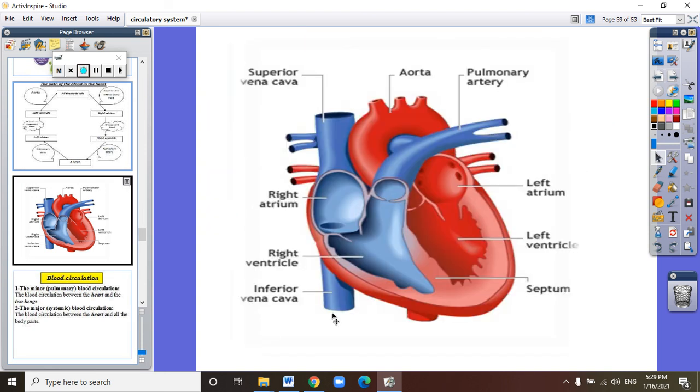Superior and inferior vena cava collect the deoxygenated blood from all the body parts to the right atrium, to the right ventricle, to the pulmonary artery that is connected to the two lungs, which change the blood from deoxygenated to oxygenated, and the oxygenated blood returns back to the heart through the pulmonary veins to the left atrium, to the left ventricle, and the left ventricle pumps the oxygenated blood through the aorta to all the body cells.